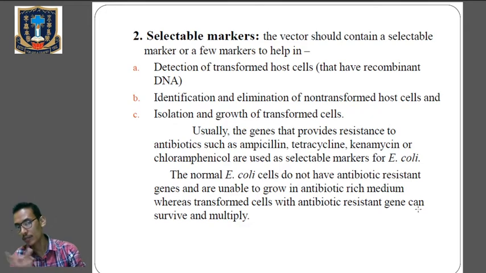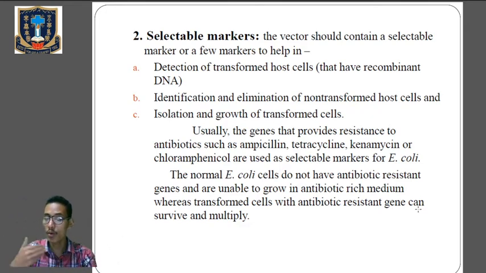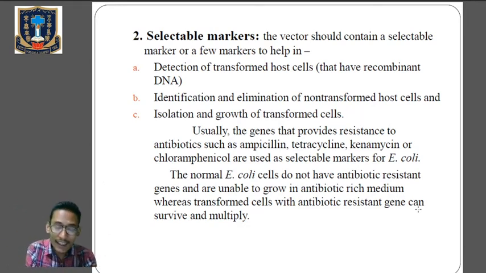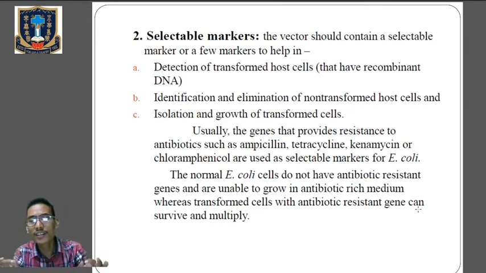Okay, you can see the bracket that says recombinant DNA, but afterwards we'll learn in detail what the transformed host cell means and what the name of the process is. Number two, identification and elimination of non-transformed host cells. That means the selectable markers will be able to detect the transformed host cells having the recombinant DNA, and it will be able to identify and eliminate, remove those host cells which do not have recombinant DNA.